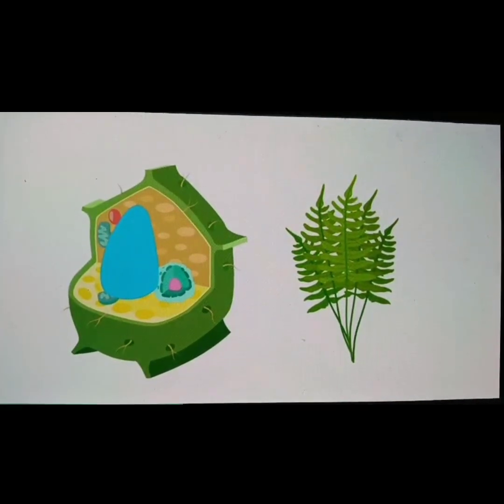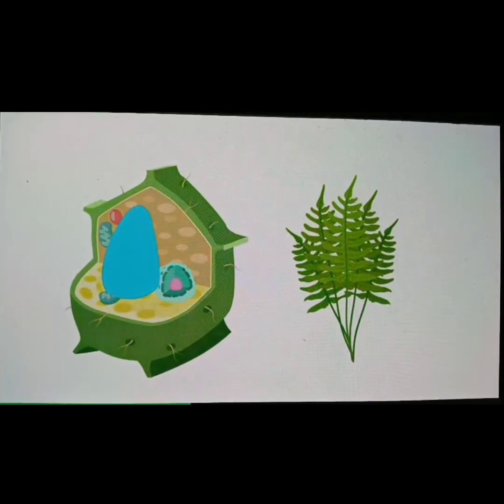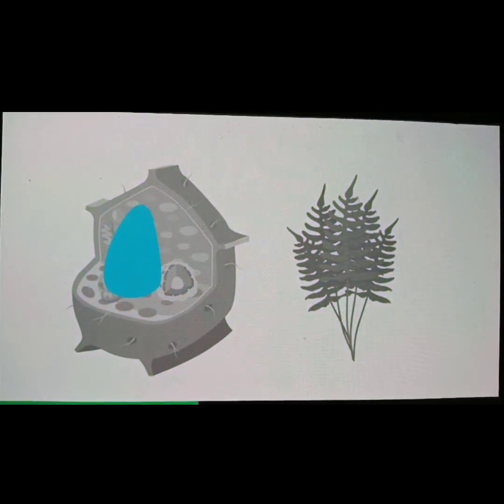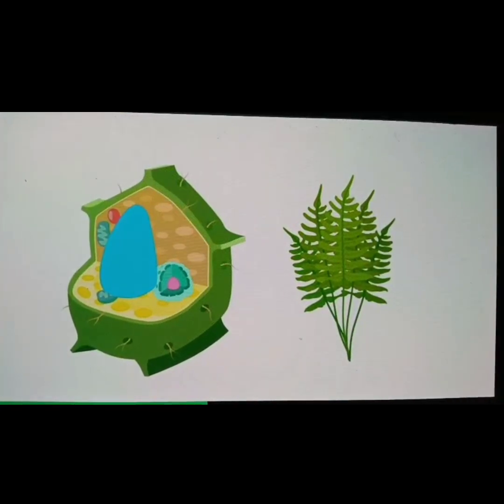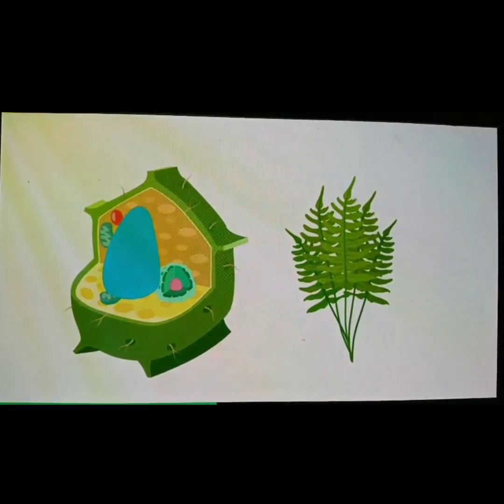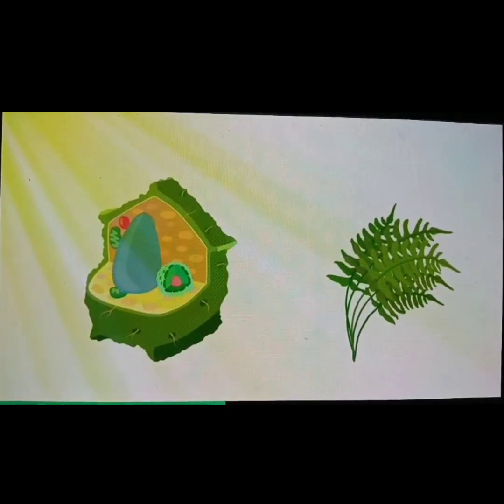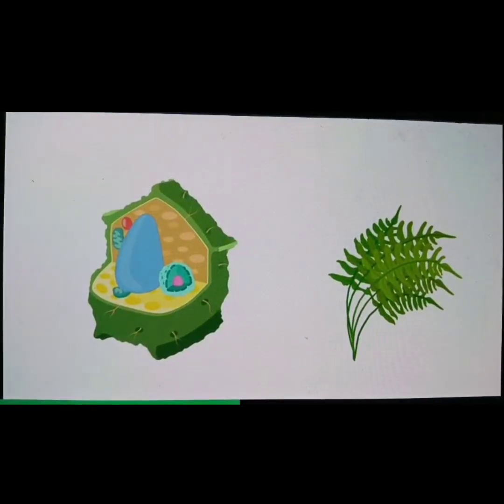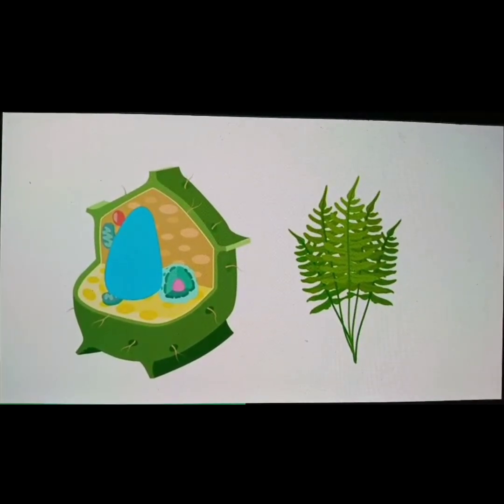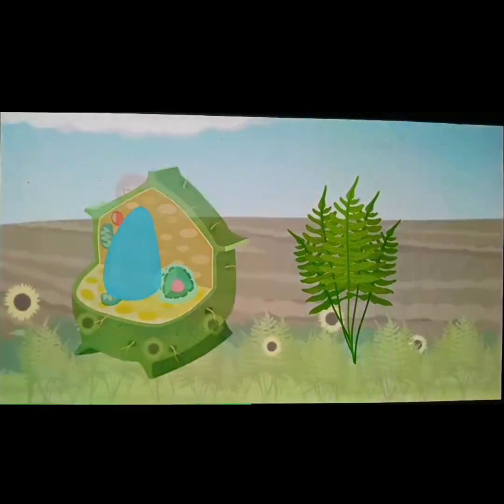In the plant cell, there is also a big, clear bag filled with water. It's called a vacuole. It's thanks to the water in the vacuole that the pressure inside a cell is maintained. When the plant dries out, the pressure in the cells decreases. The cells lose their stability and the plant withers. But when it rains again, the vacuole fills with water and the plant regains its stability.